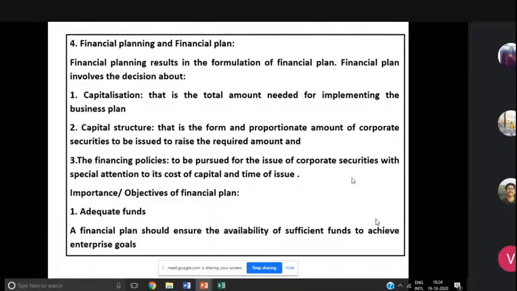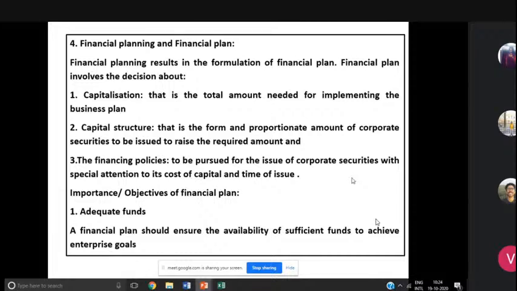Okay, capital structure, you have done a chapter on capital structure here. What does it mean? It's the form and proportionate amount of corporate securities to be issued to raise the required amount. I think it's so simple for you now, because since you have done an essay on this, one sentence is nothing for you.